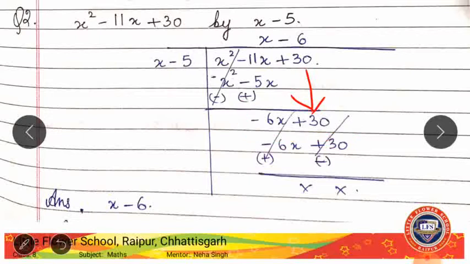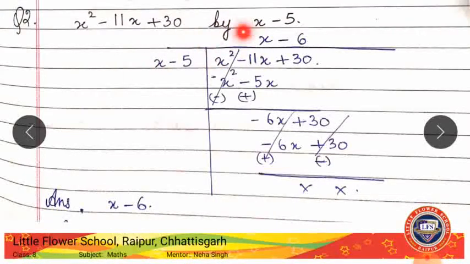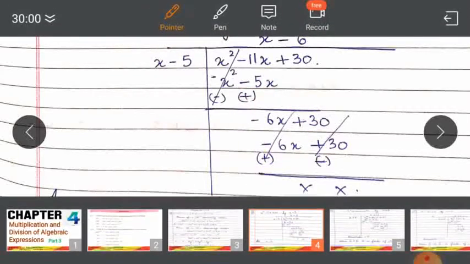Now this is the dividend. What step first had we done here? We had divided x square by x, right? We divided this x square by x to get the quotient. Now we'll divide minus 6x by x to get the next term, first of the dividend with first of the divisor, right? This only we had done.